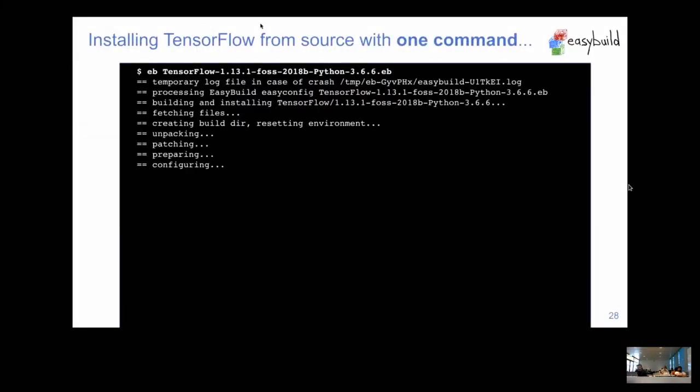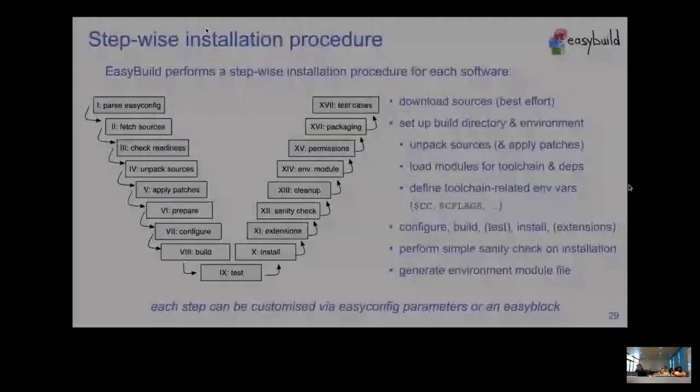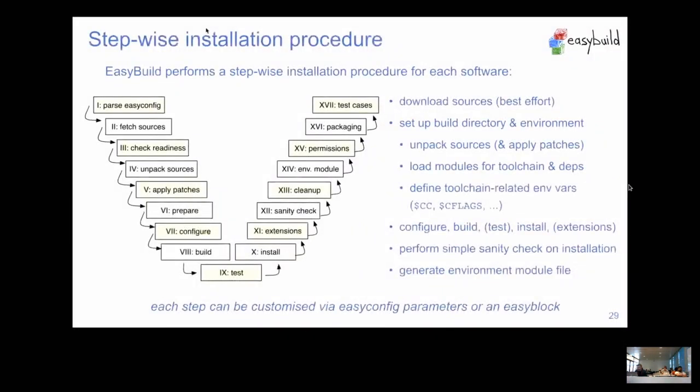Okay, now let me skip this part. Okay, so the stepwise installation procedure is the generic version that is baked into EasyBuild, and you customize this depending on the software that is being installed. The customization may already be done for you in the background, either through an EasyBlock or through an EasyConfig file that you can just go ahead and quite easily update.